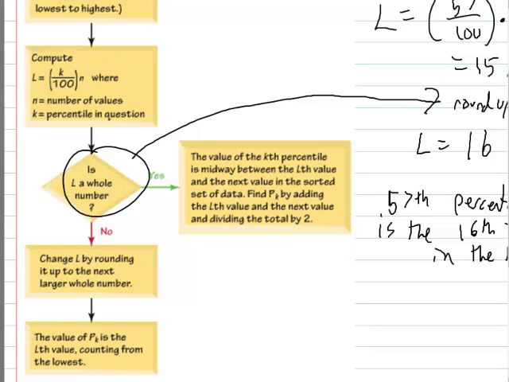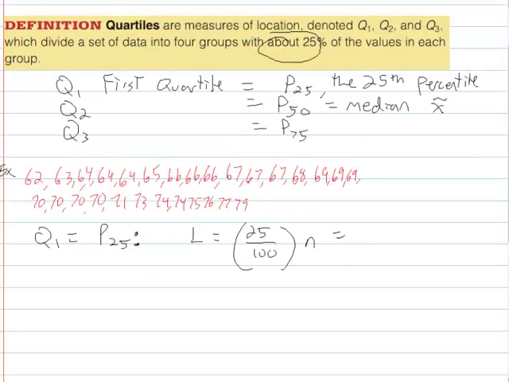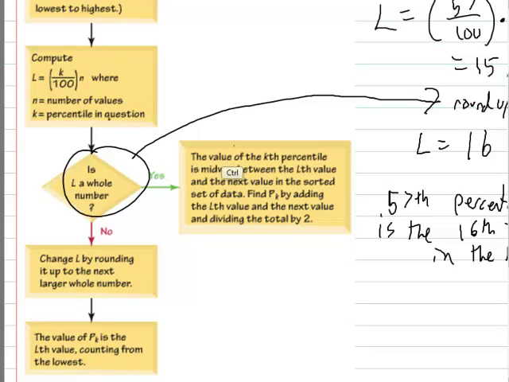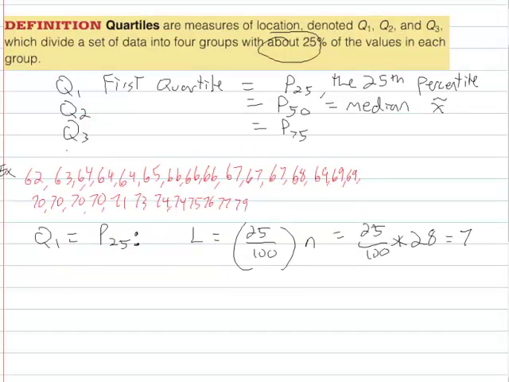And then we look at whether L turns out to be a whole number, and whether we round it or not. In this case, there are 28 items in this list, so 25 over 100 times 28 turns out to be a nice round number. It turns out to be 7. Since it is a whole number, according to the process, the value of the kth percentile is midway between the Lth value and the next value in the sorted list. The seventh value is 66.